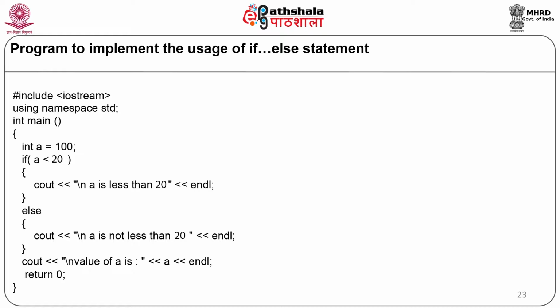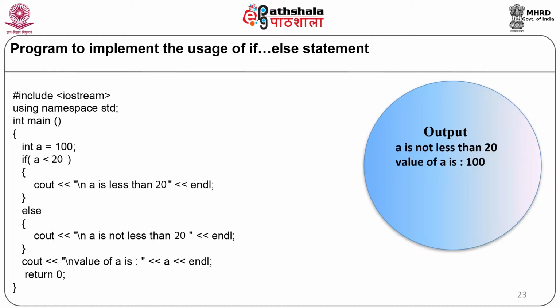Now, here the condition will be checked for the value of a. If it is less than 20, the true part will be executed, and if the condition is false, then the else part will be executed. When the above code is compiled and executed, it will produce the result: a is not less than 20 and the value of a is 100. So, here we are not taking the input from the user, but we have assigned the value 100 to a. So, our first condition a less than 20 is false. So, it will display the message a is not less than 20.